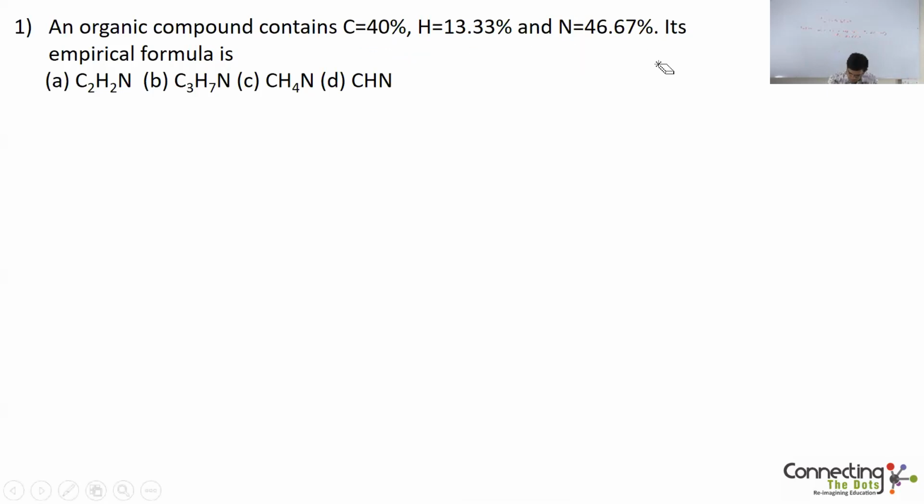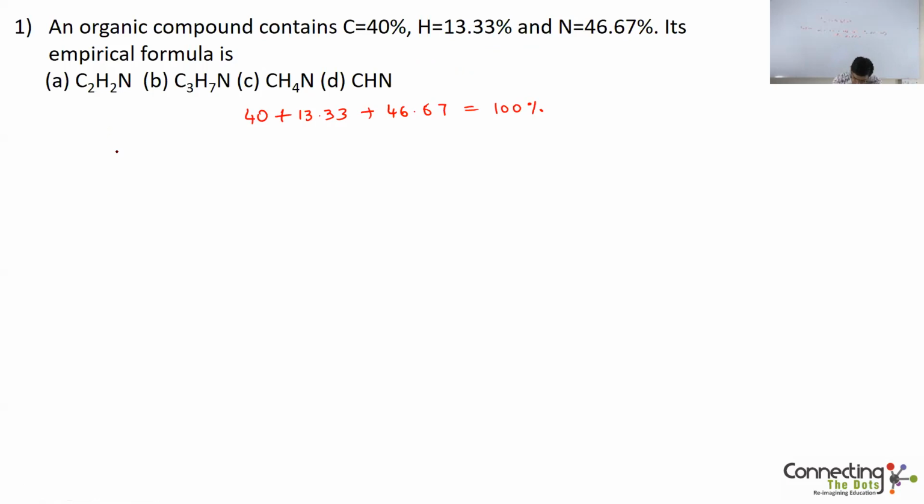So if you add them up, it's 40 plus 13.33 plus 46.67. When you add them up, it's coming to 100%. So no worries. You can say whatever elements are present in the sample, the percentages of the respective elements are given here. So how do you calculate the empirical formula? First, always calculate the number of moles, and then find out the simple whole number ratio. That will give you the empirical formula. So let us try to solve this question first.